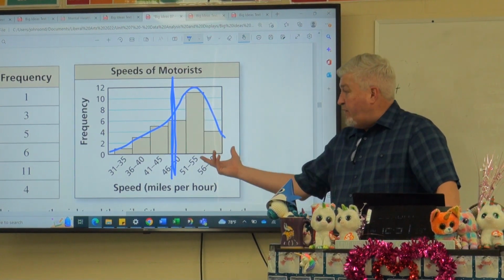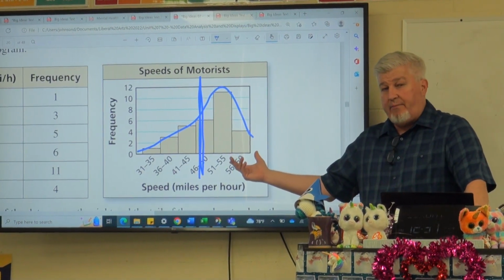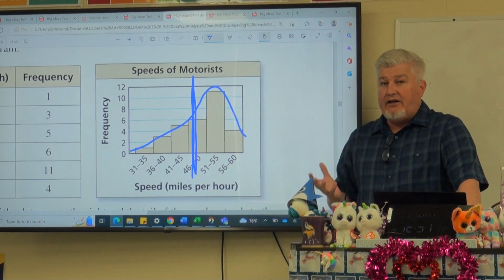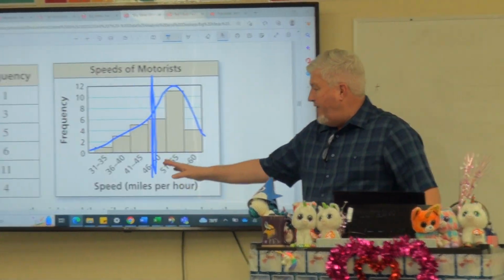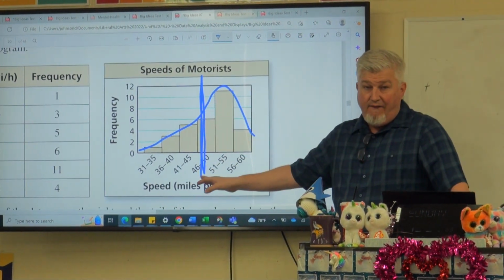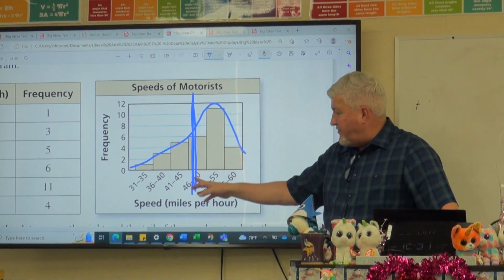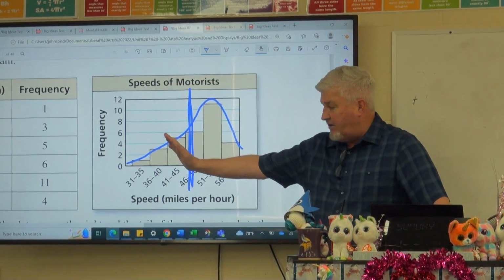The last question it said was, the speed limit was 45 miles an hour. How would we interpret what we see here on our histogram based on that information? Clearly, the vast majority of drivers on this section of the road are speeding, right? Going over 45 miles an hour, since that's what this is here and to the left.